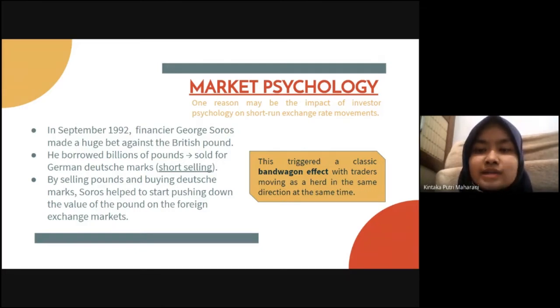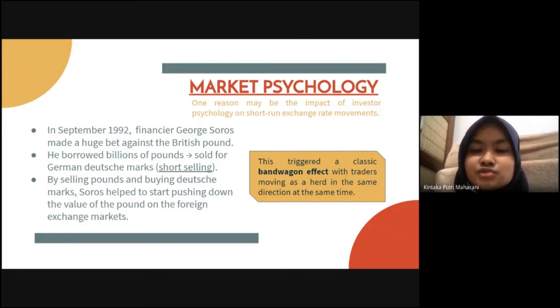This can earn the speculator enormous profit if he can subsequently buy back the pounds which he sold at a much better exchange rate, and then use those pounds purchased cheaply to repay his loan. By selling pounds and buying Deutschmarks, Soros helped to start pushing down the value of the pound in the foreign exchange market. More importantly, when Soros started shorting the British pound, many foreign exchange traders, knowing Soros' reputation, jumped on the bandwagon and did likewise.